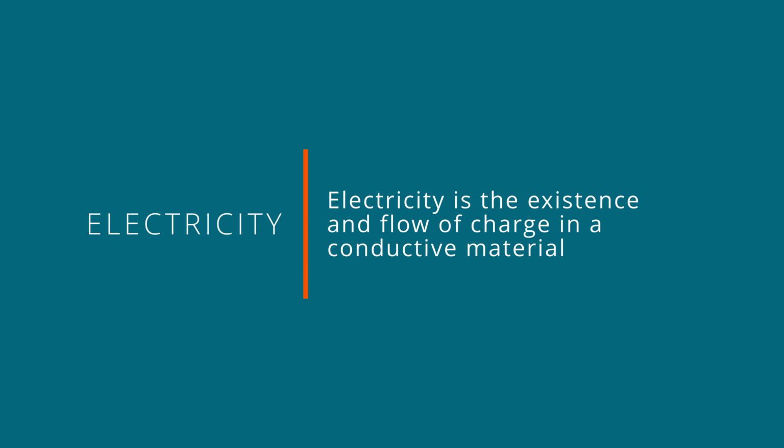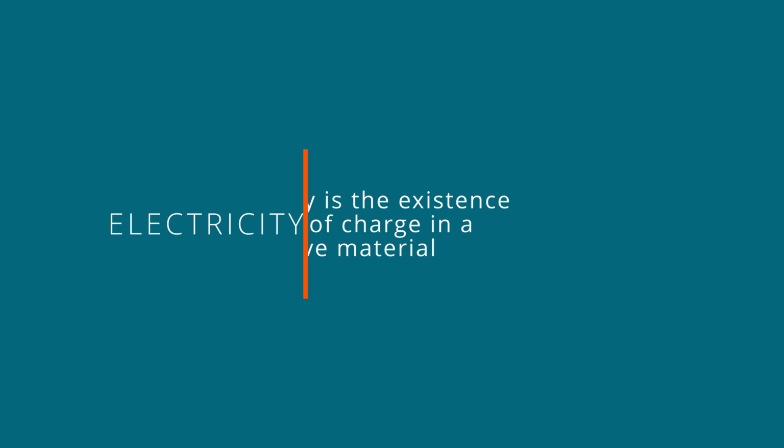We're going to start by getting into a couple of definitions, and the first term that we're going to define is electricity. What is electricity? Well, electricity is the existence and flow of charge in a conductive material. Charge doesn't flow in materials like plastic or rubber or a dry piece of wood. These are what we call insulators.